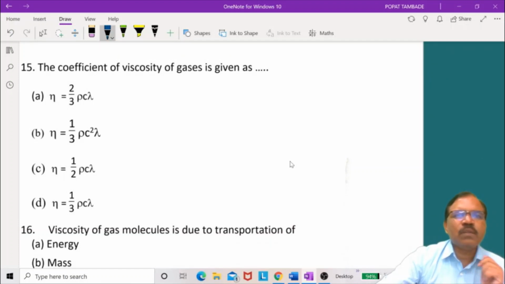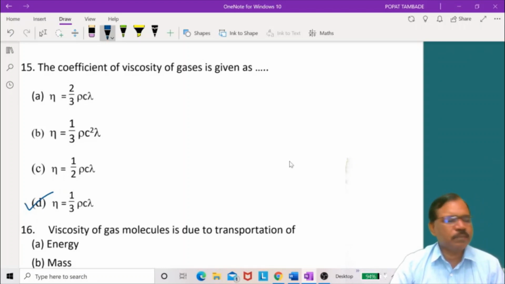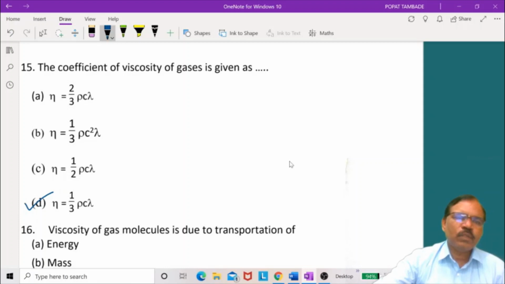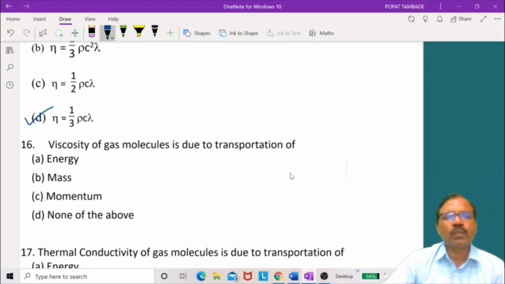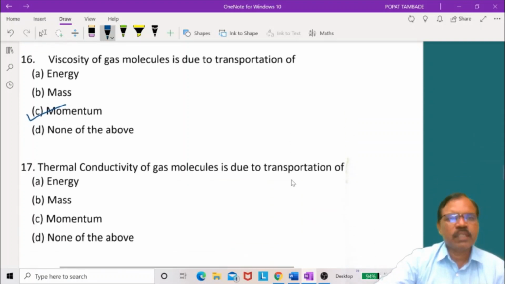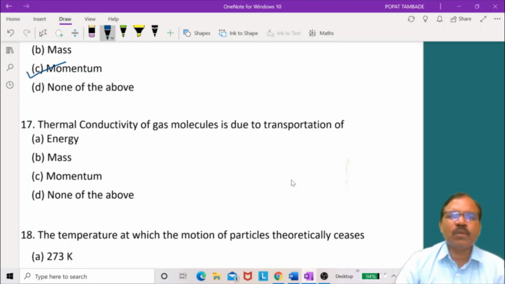Now next one, the coefficient of viscosity of gases is given as simply 1/3 rho c lambda. Rho is density, c is RMS velocity, lambda is mean free path. Now the viscosity of gas molecules is due to transport of momentum. The thermal conductivity of gas molecules is due to transfer of energy, mass, momentum, none of the above. Transfer of heat means transfer of energy. Thermal conductivity of gas molecules is due to transportation of energy.